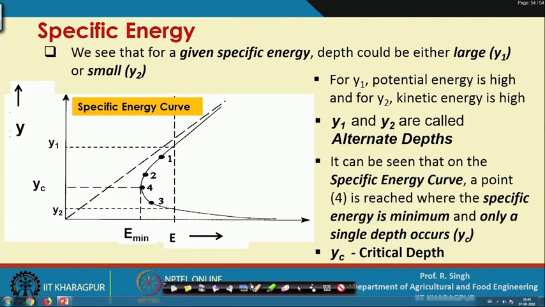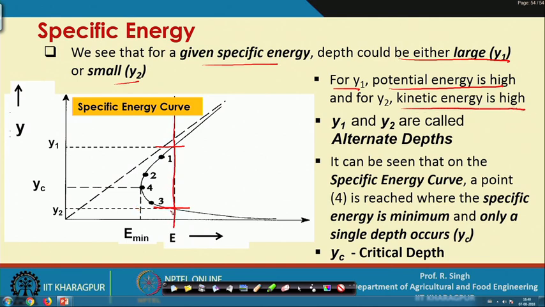Now, we see from this curve that for a given specific energy, if you just draw a vertical line here, then for a given specific energy, the depth could be either large or small, that is, there are two depths possible, this is y1 and this is y2, two depths are possible for the same energy. And for y1, when the depth of flow is more, the potential energy is high, and for y2, when the depth is less, kinetic energy is high.